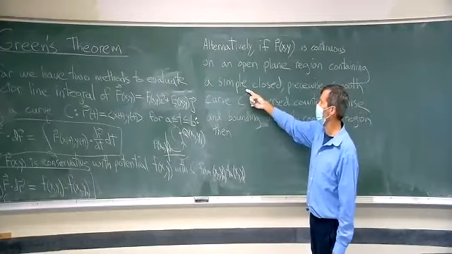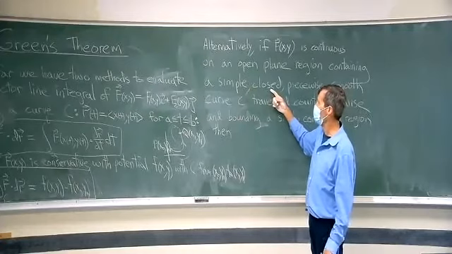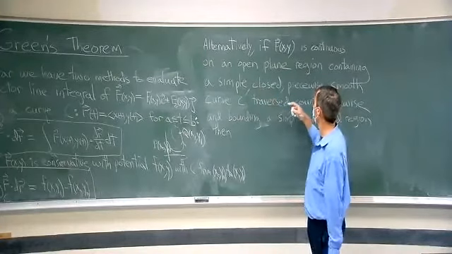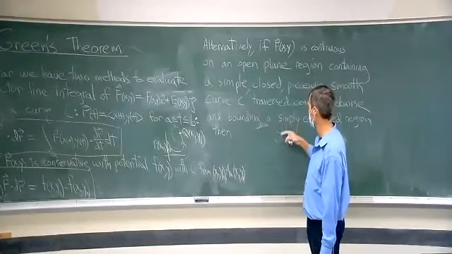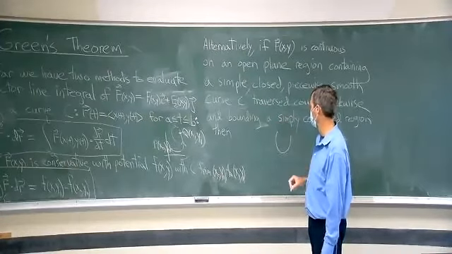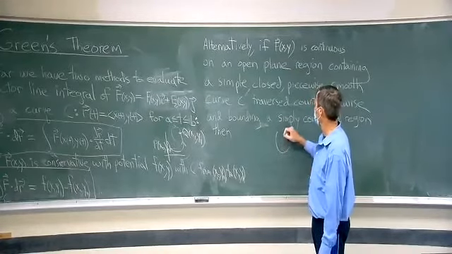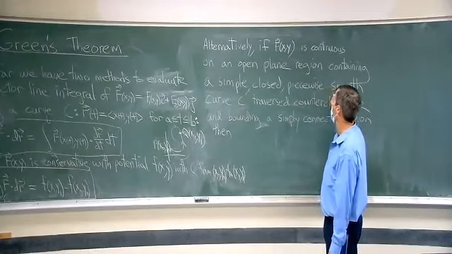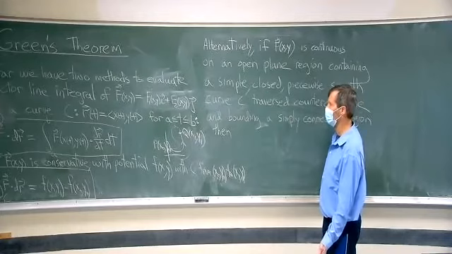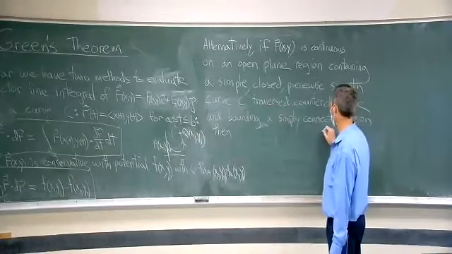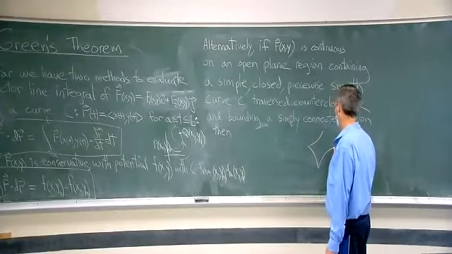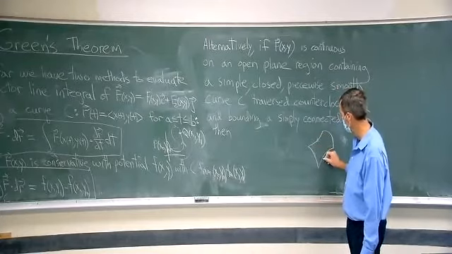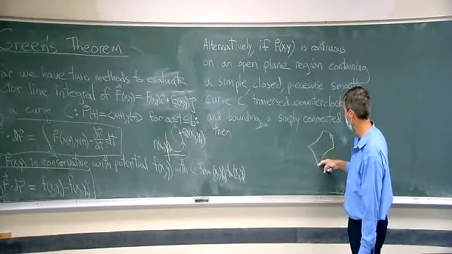Simple means not self-intersecting. The curve doesn't intersect itself. Closed means it ends where it begins. So it doesn't intersect itself except that it ends where it begins. Right? So you can't do a figure eight like that. That's not simple. You can't do something like this. It's not closed, right? Doesn't end where it begins. Piecewise smooth means, well, smooth means it has a continuous derivative. Piecewise smooth means you can break it up into a finite number of pieces, each of which is smooth. So you're looking at a region like this. It's got a finite number of smooth pieces put end to end and traversed counterclockwise.